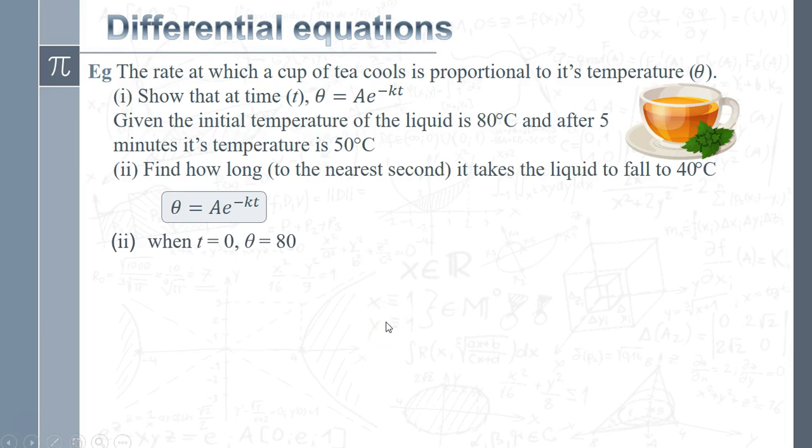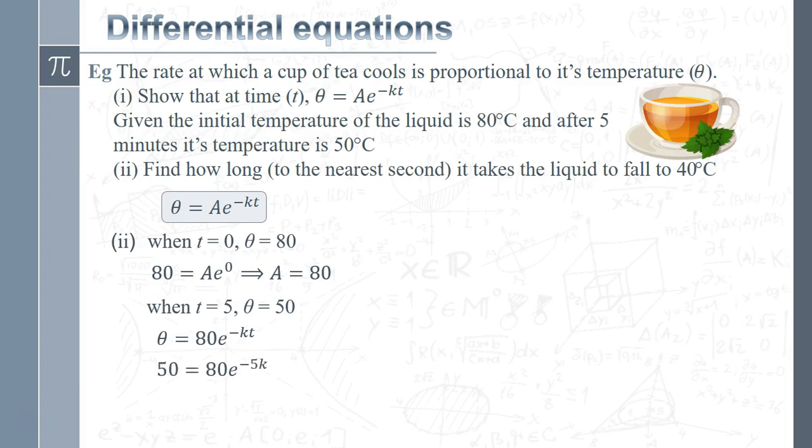So when t equals 0, the initial temperature is 80. So let's put those things in. We get that. If t equals 0, this entire power becomes 0. e to the power of 0 is 1, so that just leads us to our constant a having a value of 80. So that's that bit done. And then when t equals 5, after 5 minutes, the temperature of the cup of tea is 50 degrees Celsius. So here we go, there's our new equation with 80 instead of a.